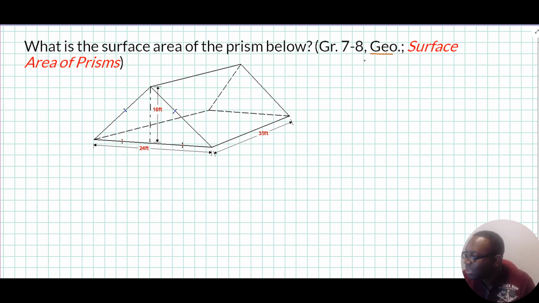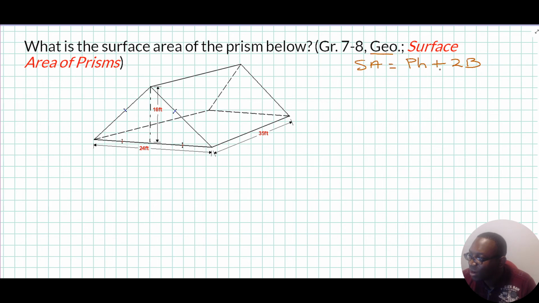I'll give you a hint here. Surface area is going to be Ph plus 2B. P is the perimeter of the base, h is the height of the prism, and B is the area of the base. So we're going to first find the perimeter of the base.